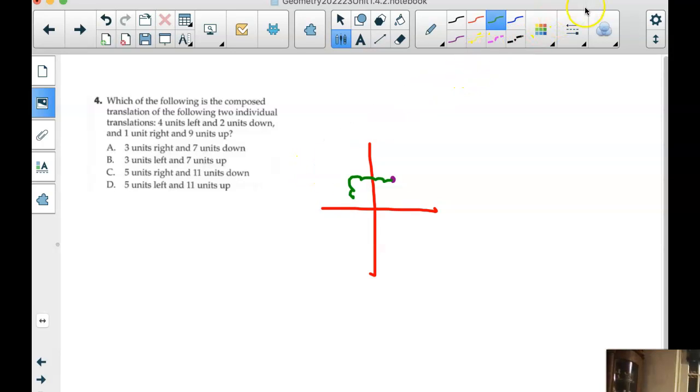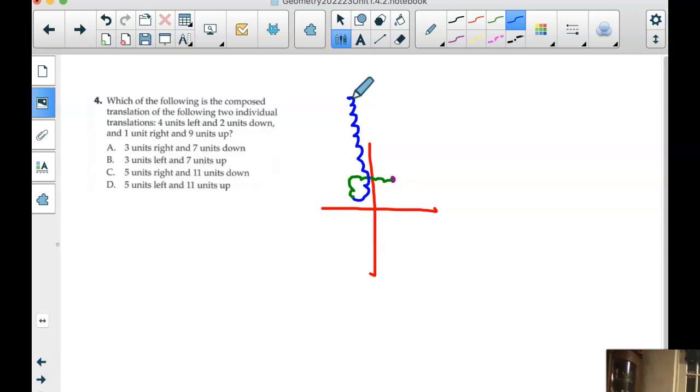Then we're going to move 1 unit right and 9 units up. Now, this is a crude drawing, which is totally fine. So we're going to move 1 unit to the right, and 9 units up. 1, 2, 3, 4, 5, 6, 7, 8, 9. All right, so notice, let's see what we did here. Which of the following are we going to end up at?